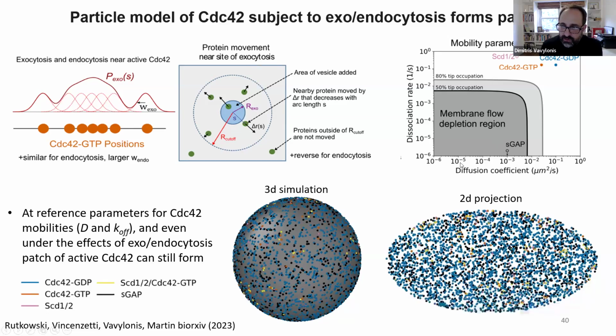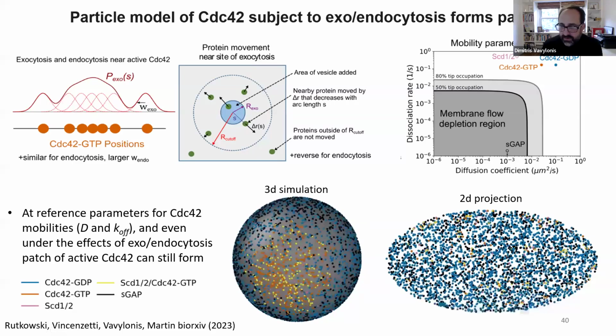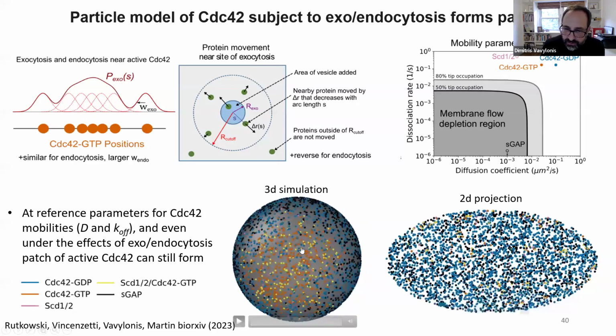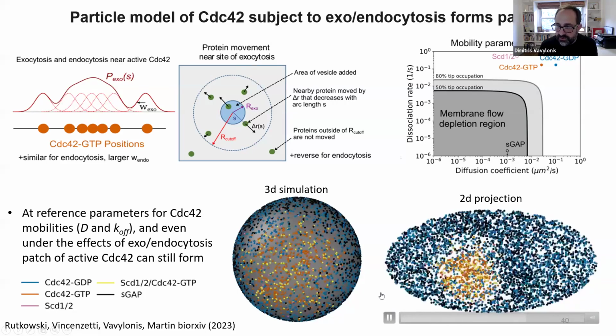Okay, so now we can put this mechanism together into a model and see if we can create this Turing pattern combined with flow patch formation. And you can see how now an active patch of CDC42 forms. This is the region where we assume there's more local secretion, and that displaces the GAP, which are the black particles here, away from that site. This is a projection of this sphere simulation in 2D.